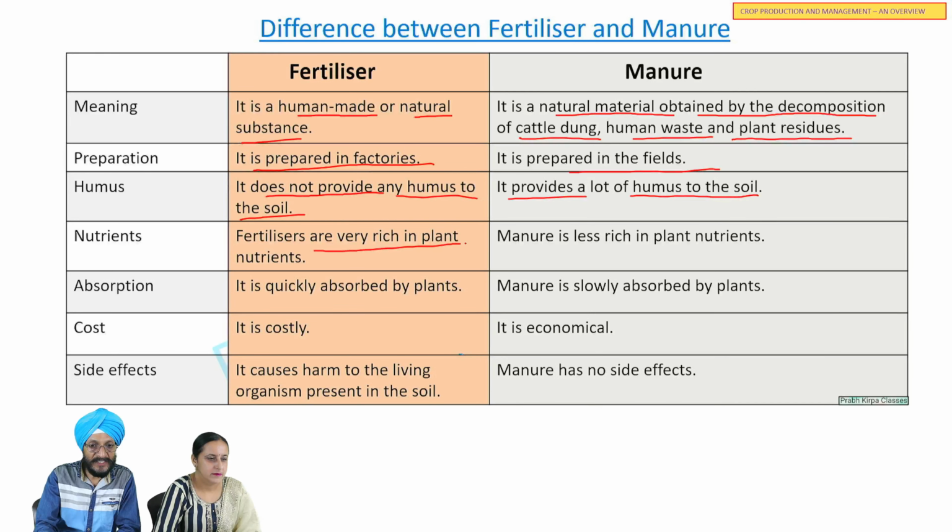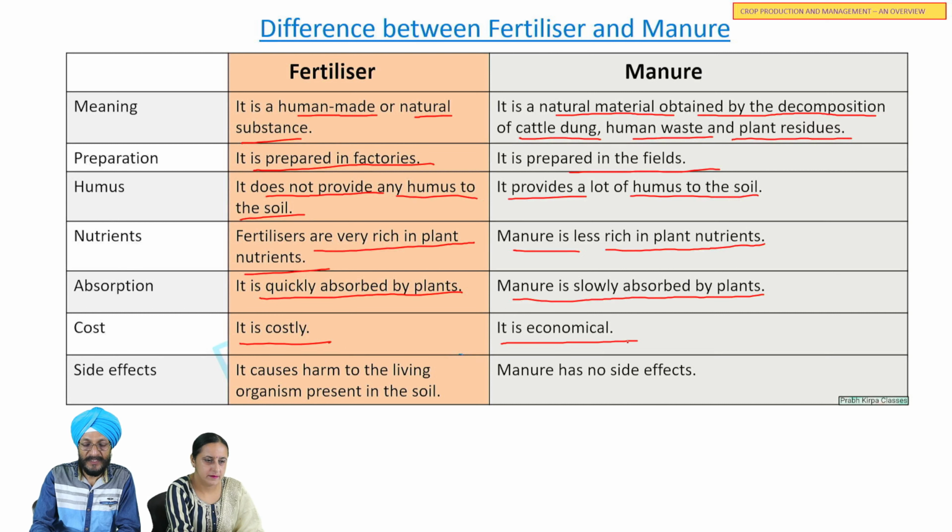Fertilizers are rich in plant nutrients. Manure is less rich in plant nutrients. Fertilizer is quickly absorbed by the plants, whereas manure is slowly absorbed by plants. Fertilizer is costly. On the other hand, manure is economical. In the case of fertilizer, it causes harm to the living organisms present in the soil, whereas manure has no side effects.